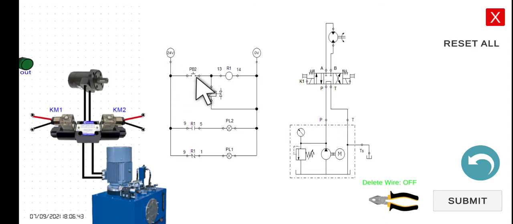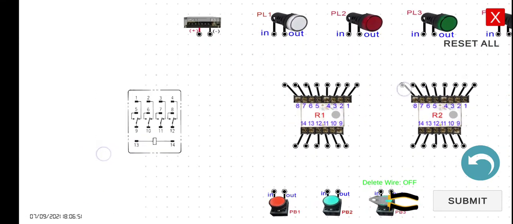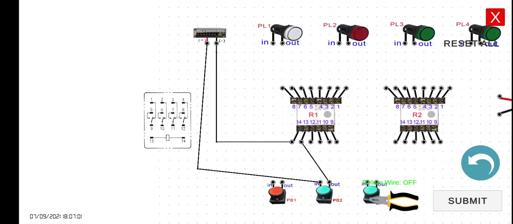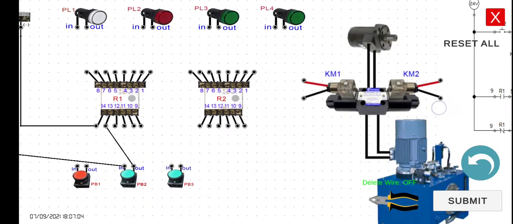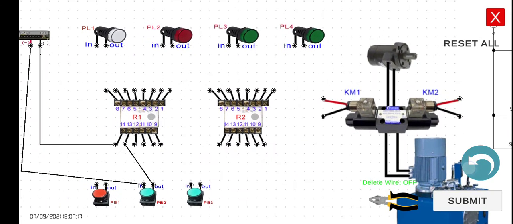So 24 volts to the PB2, then the 13, 14, and then going back to the negative. So 24 volts to the in and then out to the 13, and then going back to the negative. Then let's connect the KM1 in parallel. I think it would be easier if we connect the positive of our K1 to the out of our PB2, and then this one to the negative. Okay, let's try this one.